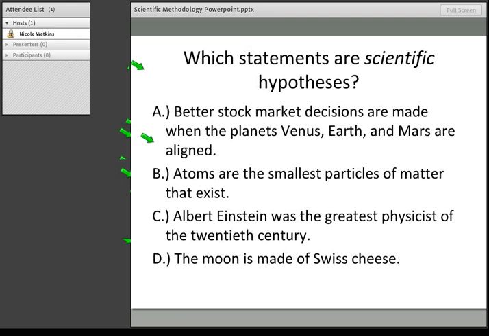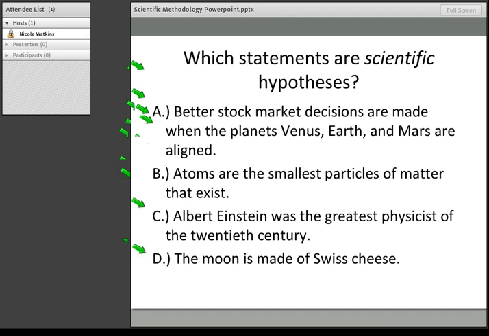So here's a quick little test. Which statements are scientific hypotheses? I'll give you a few seconds to read it over. A, better stock market decisions are made when the planets Venus, Earth, and Mars are aligned. B, atoms are the smallest particles of matter that exist. C, Albert Einstein was the greatest physicist of the 20th century. Or D, the moon is made of Swiss cheese. If your answer stated A, B, and D, you are correct.